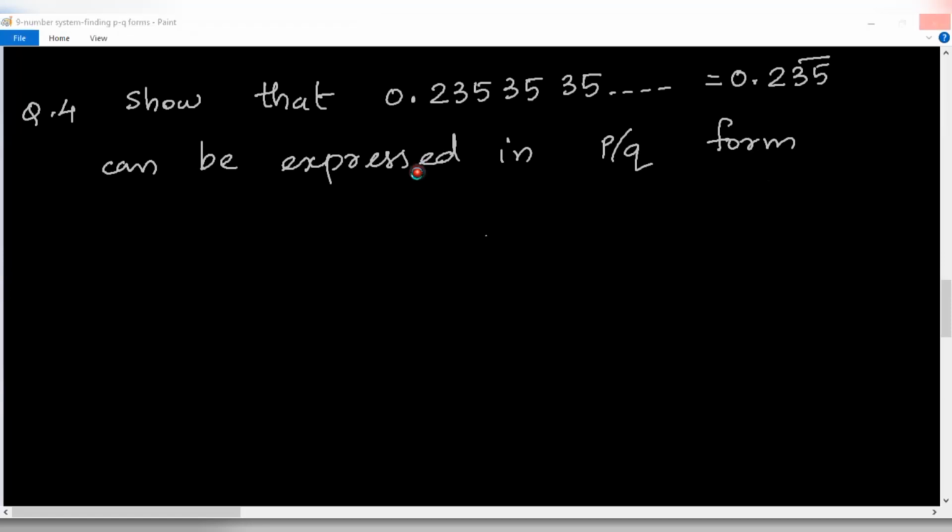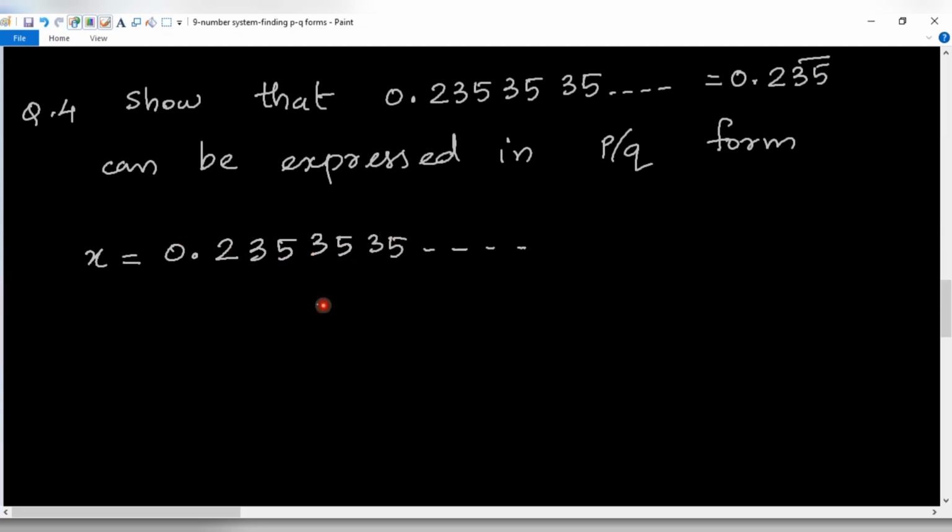This is our next question. Show that 0.2353535, which is the same as 0.235 bar, can be expressed in p by q form. See, that bar is over 3 and 5 only; 2 is excluded. So we have to represent it in p by q form. As the first step, we will take it as x. Okay, x is equal to 0.2353535, like that it goes.